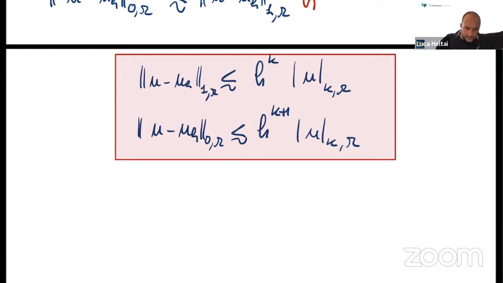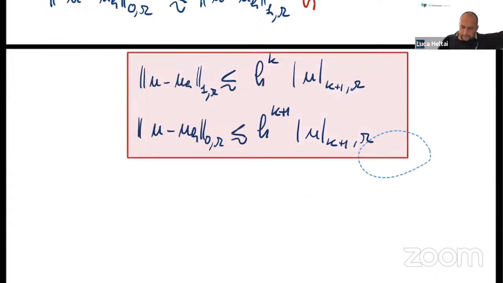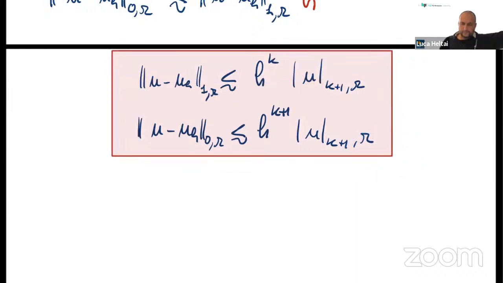Sorry, there's an issue here. This is not k. This that we have here is actually k plus 1. Sorry. Okay.